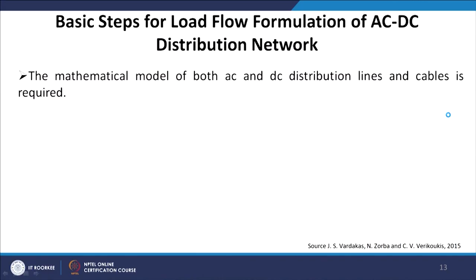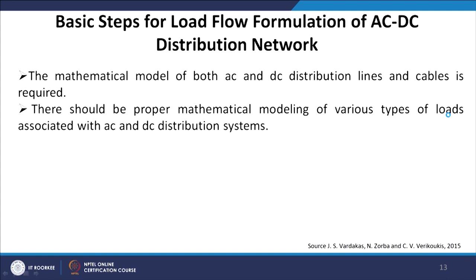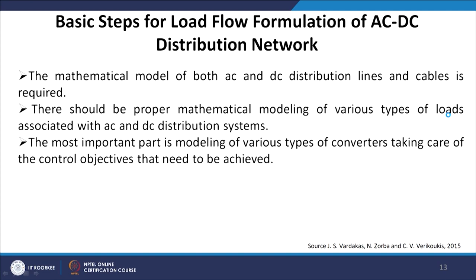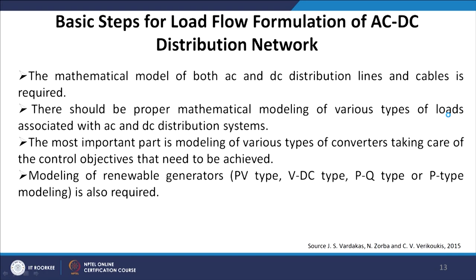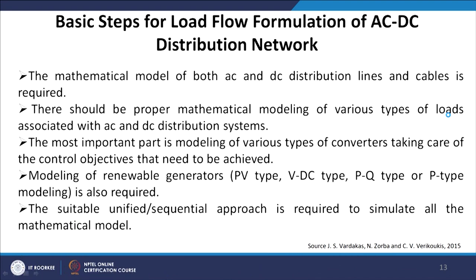Now, what are the basic steps for load flow formulation of an AC-DC distribution network? First, the mathematical model of both AC and DC distribution lines and cables is required. There should be proper mathematical modeling of various types of loads associated with AC and DC distribution systems. The most important part is modeling of various types of converters, taking care of the control objectives that need to be achieved. Modeling of renewable generators like PV and wind, of PV type, VDC type, PQ type or P type, is also required to represent your type 1, type 2, type 3, type 4 DGs. And a suitable unified sequential approach is required to simulate all the mathematical models.